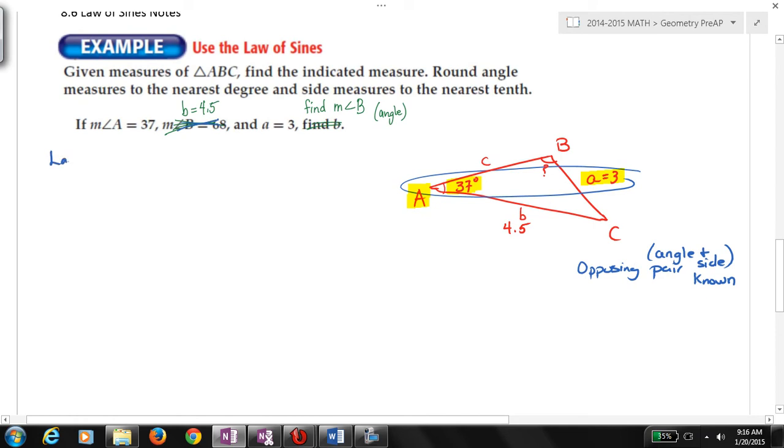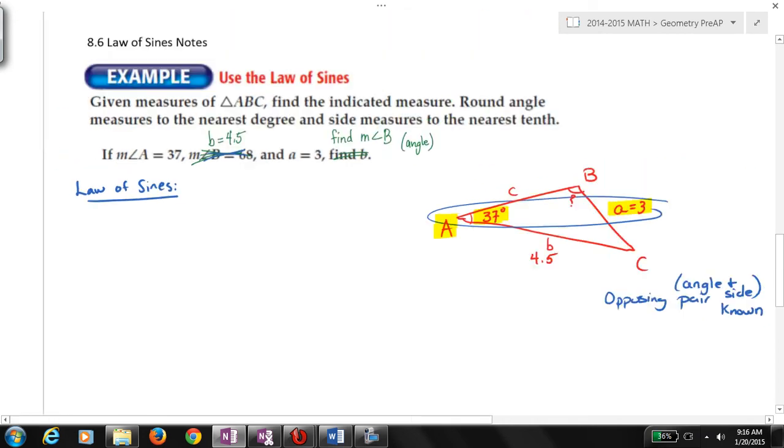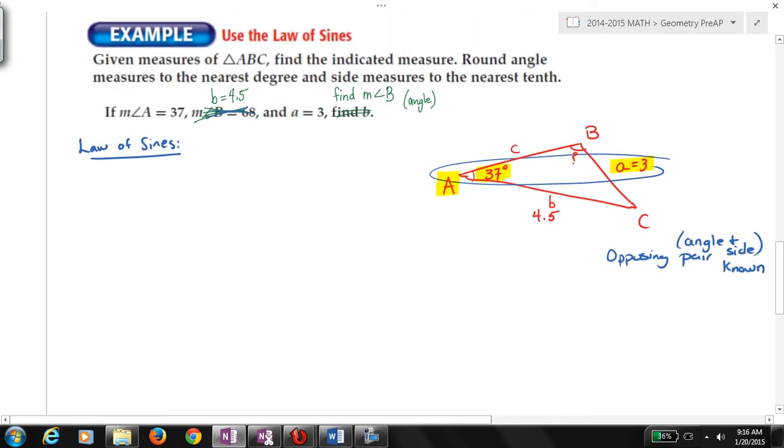Now I'm going to go ahead and start my law of sines. Again, because I don't know if this is a right triangle, I cannot use regular standard trig for this. Start by saying sine of the angle known, 37 degrees, over its opposite known side, which is 3, is equivalent to, and now we have to set up another ratio here.